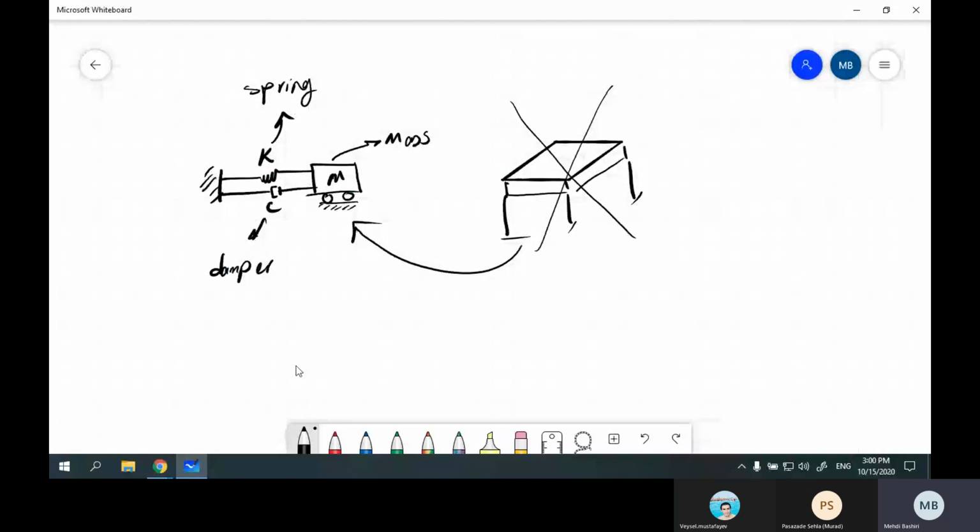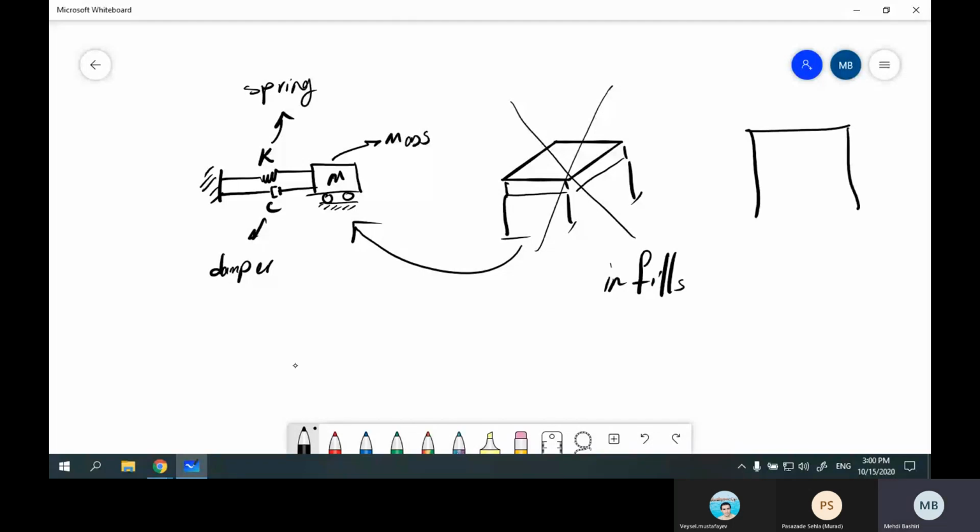As I said, each of these items represents an item in a building. This one, mass, represents the weight of the floors and roofs. Spring represents columns or walls, shear walls, pieces. C, or damper, represents mechanisms inside the building that can absorb energy, such as, if you remember, infields. Infield, infields. What does it mean?